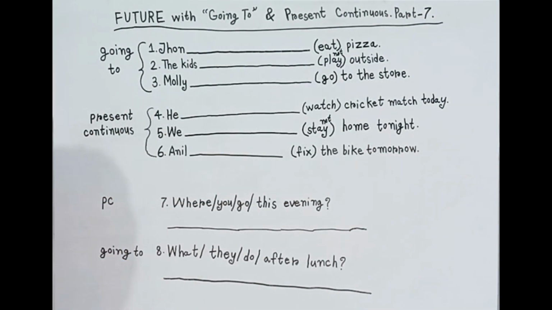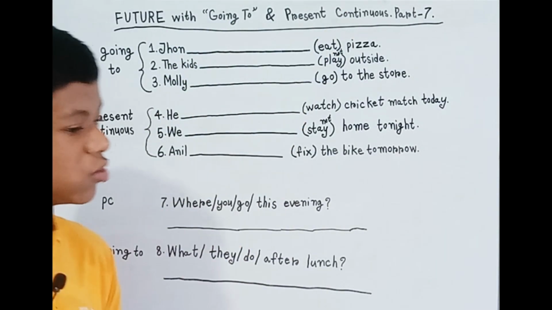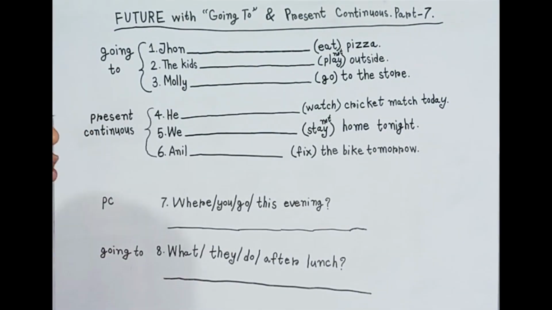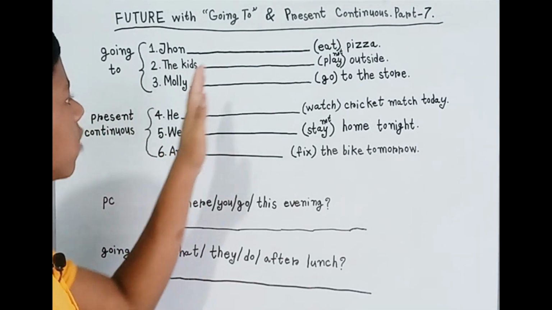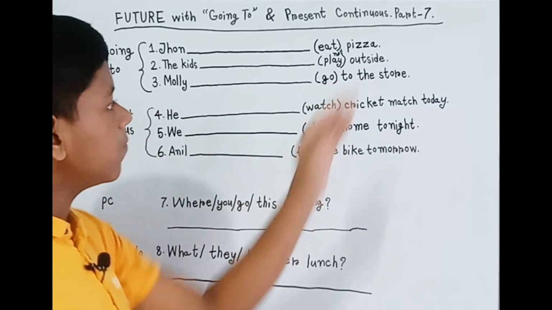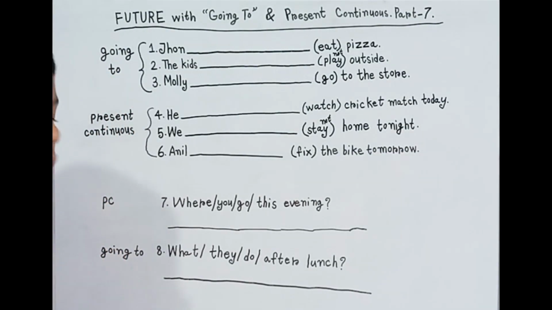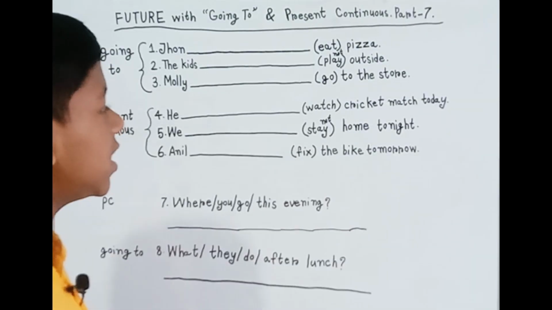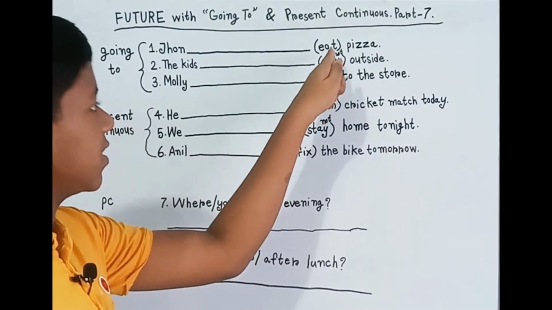So here, as you know, future is also used with going to and present continuous. So first of all, we can start with going to. Here there are three sentences. We can start from here. John blank eat pizza. First of all, we have to make it into going to, so it must be positive. Here we just have to observe the verb. What's our verb? Our verb is eat.